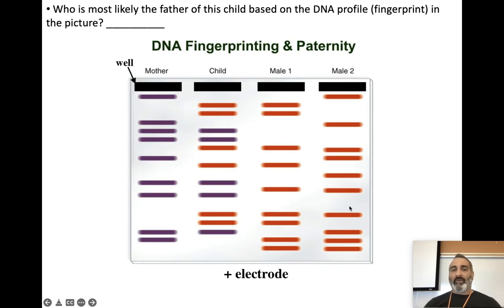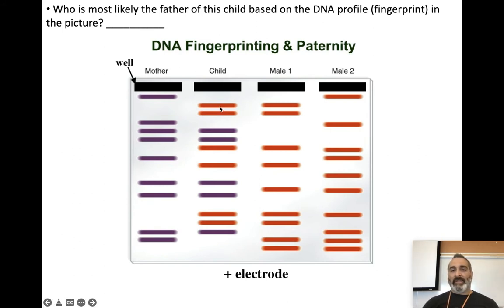Okay, we've created 4 profiles. One is mom's, one is the child's, and 2 potential fathers. We don't know who the father is. This is an alleged father situation. A child's DNA either has to come from mom. If it doesn't come from mom, it has to be from dad. Okay, that's how this works.